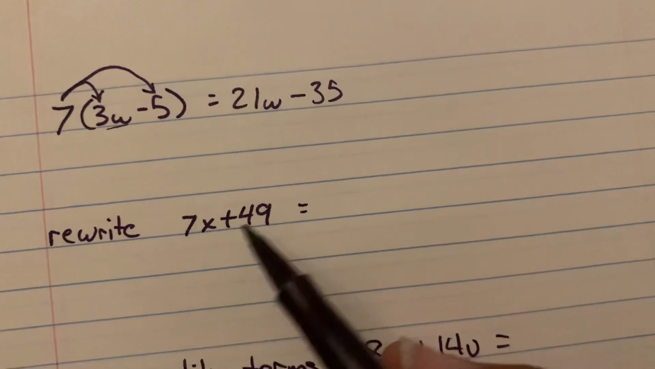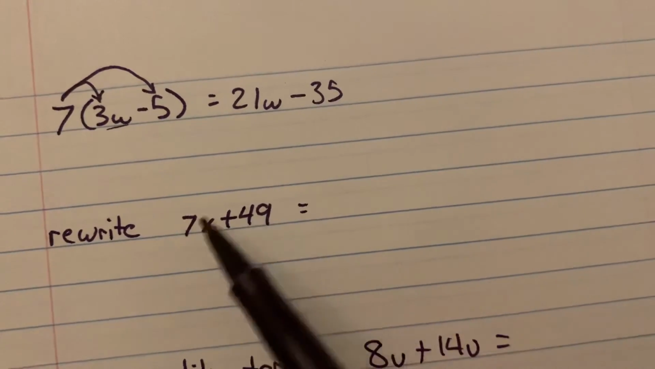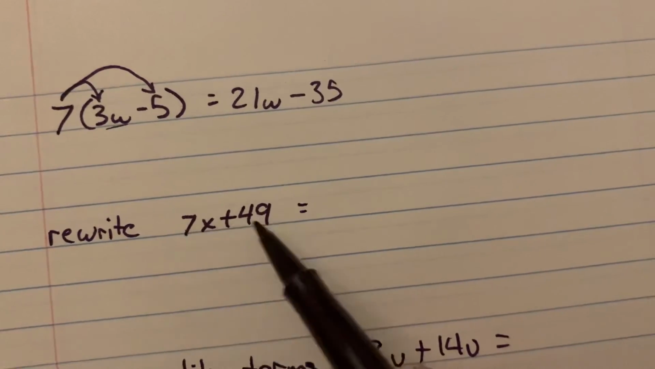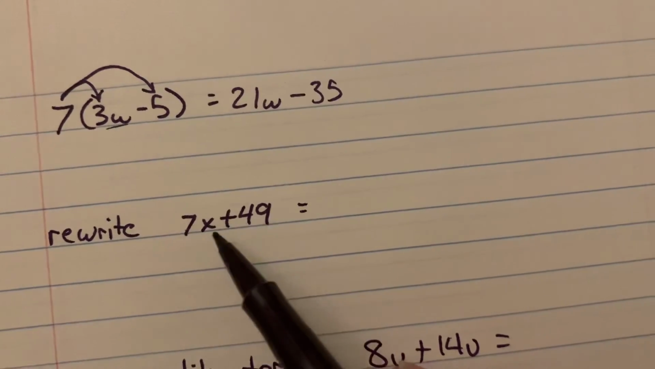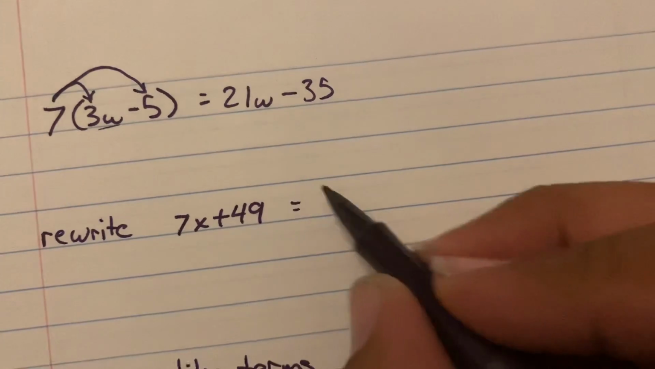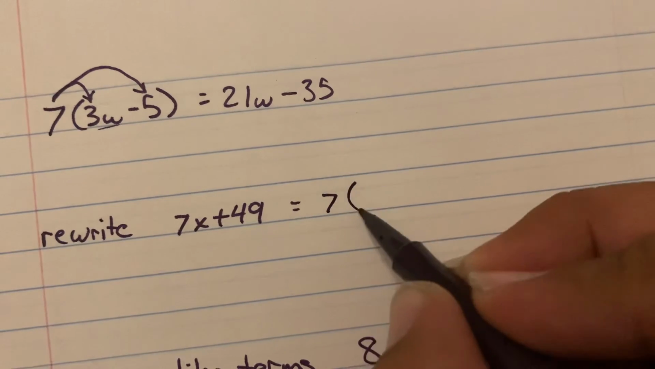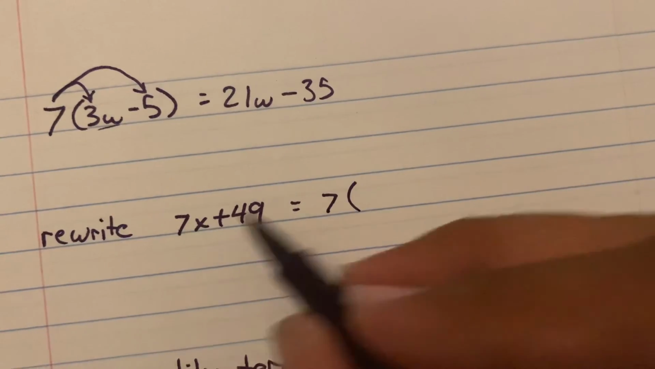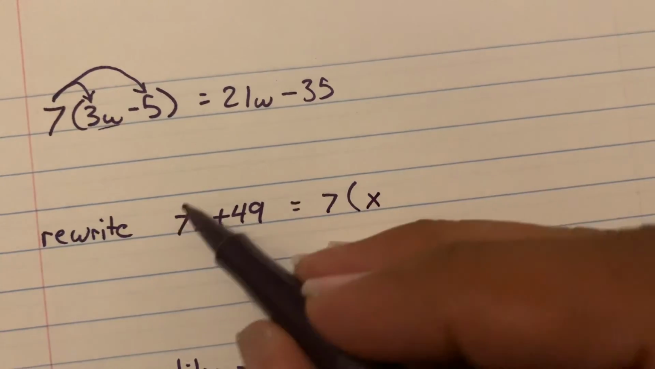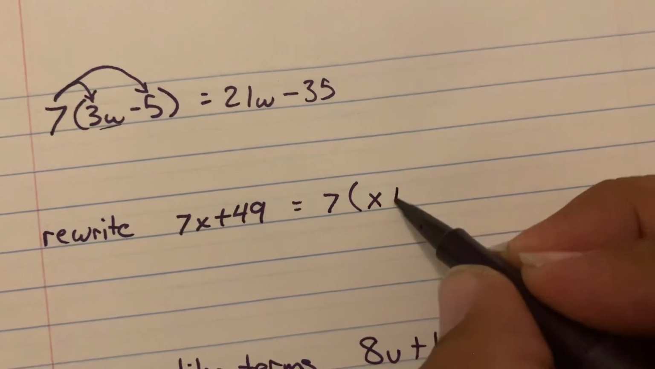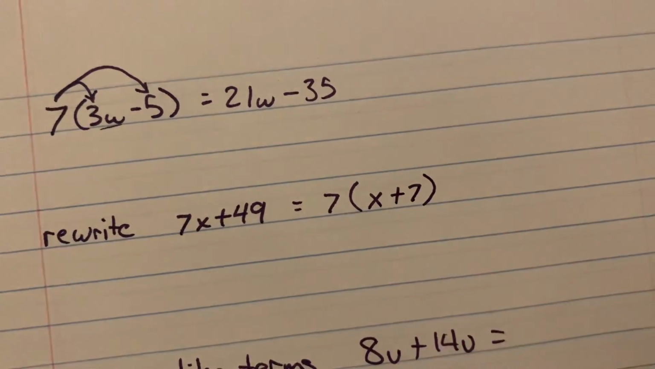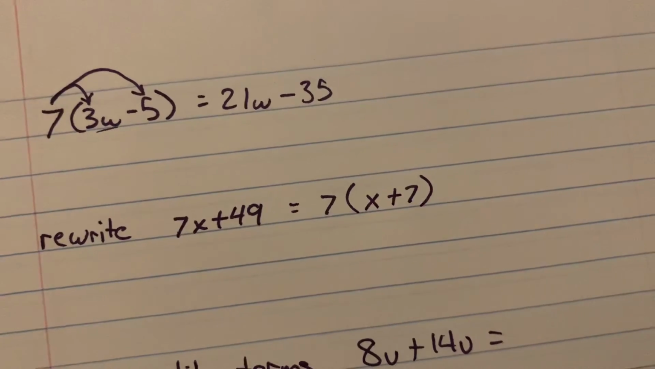What if I asked you to rewrite this? Reverse the process. Make me something that was a distributive property. What could have created this? What number divides perfectly into this that I created, 7x plus 49? 7. So 7 is on the outside. 7 times something makes 7x. That's x. And 7 times something makes 49. That's a 7. And there you go. I reversed it. I factored it.